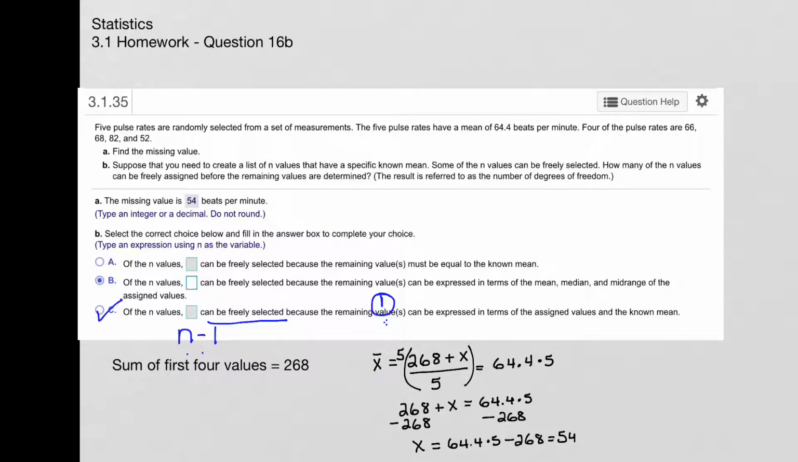So that one remaining value can be expressed in terms of the assigned values, so that n minus 1 list, and the known mean. So that's what you would do to answer this question.